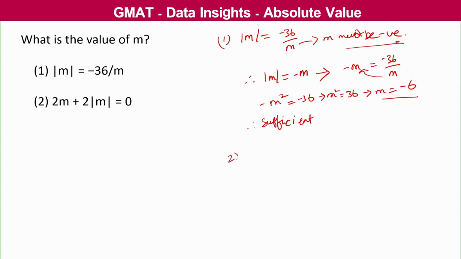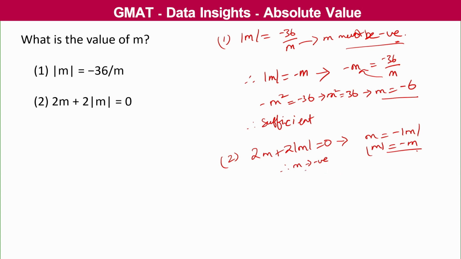Let's look at the second statement. The second statement says that 2m plus 2 mod m is equal to 0, which means that m is equal to minus mod m. That means that m is a negative number. We can write this as mod m is equal to minus m. We cannot deduce the value of m.